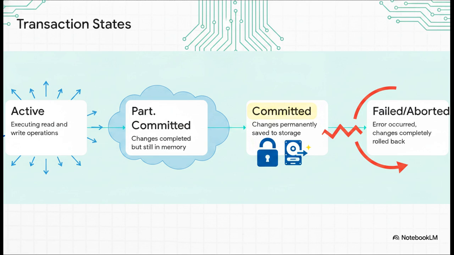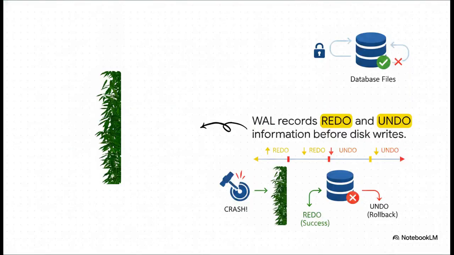But watch out, changes are still only in memory at this point. The truly critical jump is over to the committed state, which is where changes actually get written to permanent storage. If an error or a crash happens anywhere before that, the transaction goes to failed and then it's aborted, rolling back completely. The real engine that drives this whole life cycle is write-ahead logging, or WAL for short.